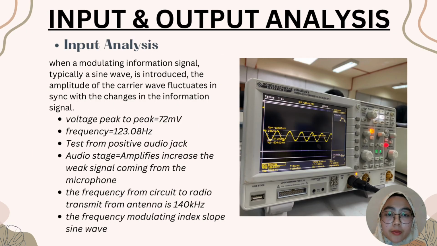So for the input and output analysis part, first the input analysis. When a modulating information signal, typically a sine wave, is introduced, the amplitude of the carrier wave fluctuates in sync with the changes in the information signal. Beside is shown the waveform that we get: first, voltage peak to peak is 72 millivolt, and frequency is 123.08 Hz. It is tested from the positive audio jack. The audio stage amplifies the weak signal coming from the microphone. The frequency from the circuit to radio transmit from the antenna is 140 kilohertz.